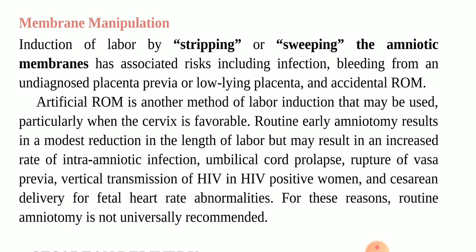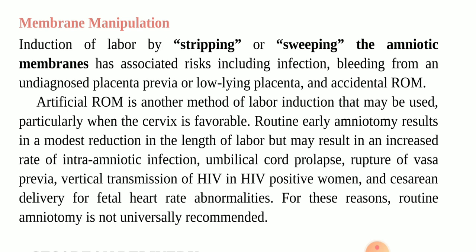Artificial rupture of membrane is another method of labor induction that may be used, particularly when the cervix is unfavorable. In artificial rupture of membrane, we put an instrument through the vagina and cervix to the membrane and cause the rupture of the membrane. Once the membrane ruptures, the fluid leaks out, maybe the size of the fetus reduces, and it causes some stimulation of the cervix, and the cervix starts to dilate.